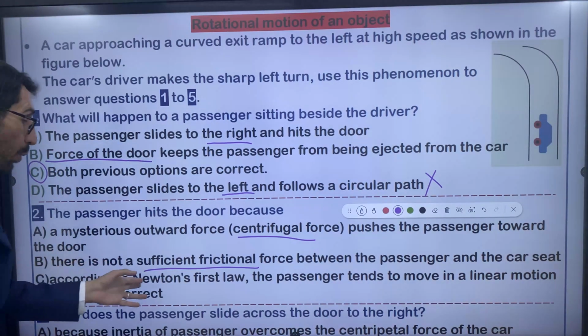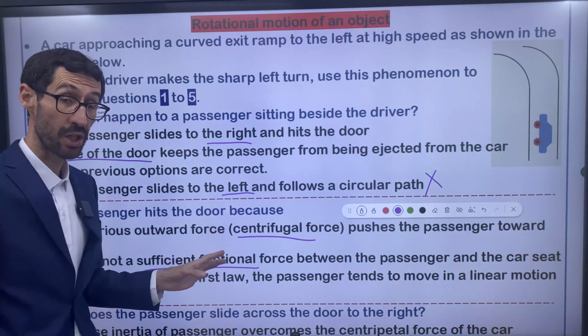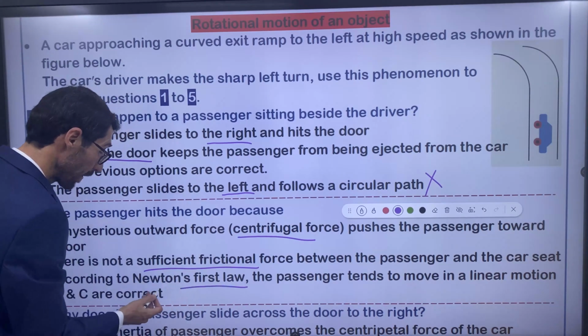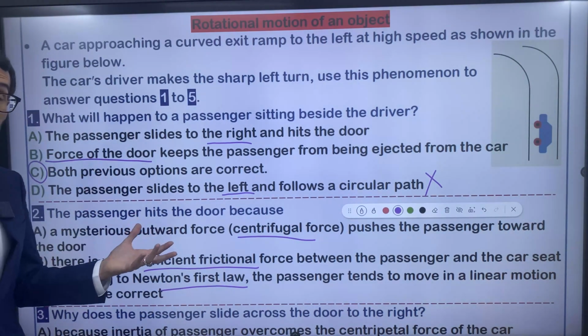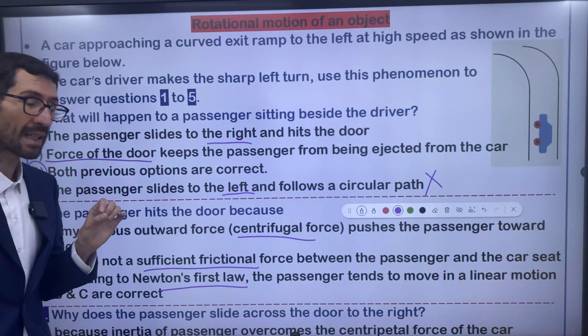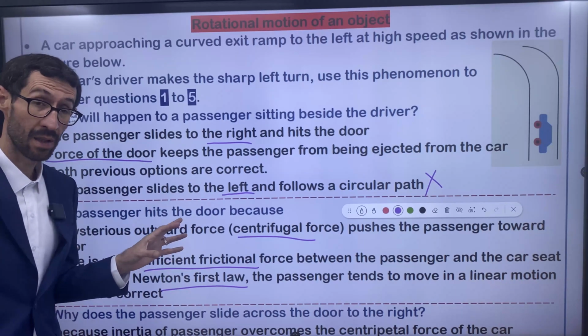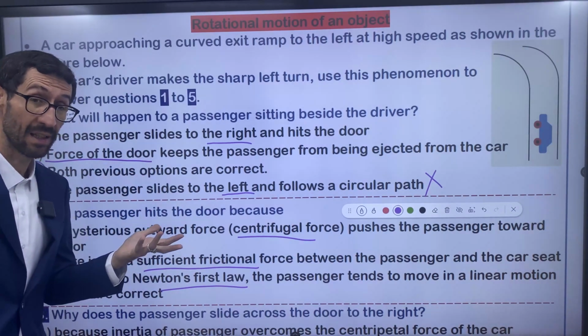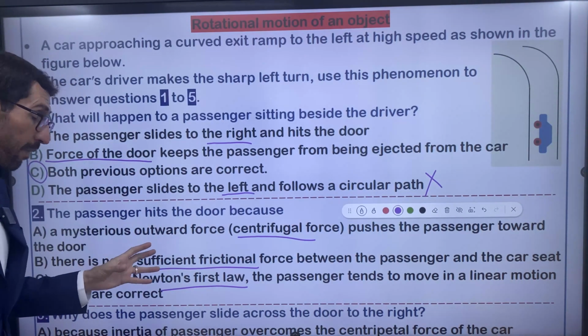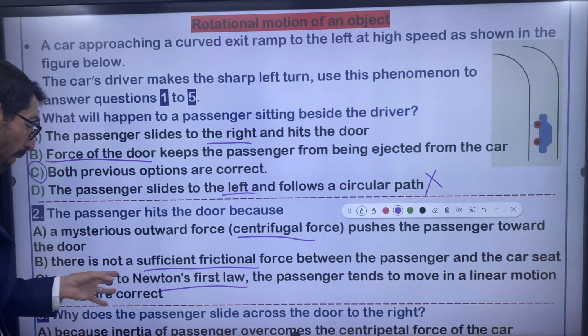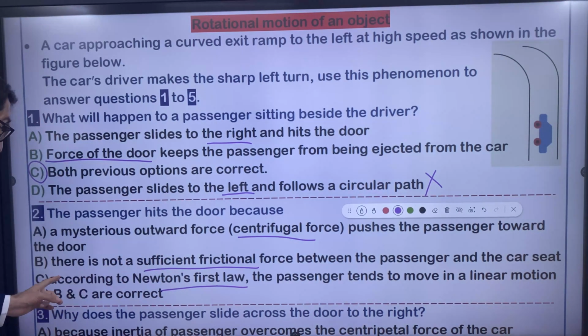Say according to Newton's first law of inertia. Newton's first law has another name. It's called Newton's law of inertia or law of continuity. Continuity or law of inertia, they are both used for Newton's first law.